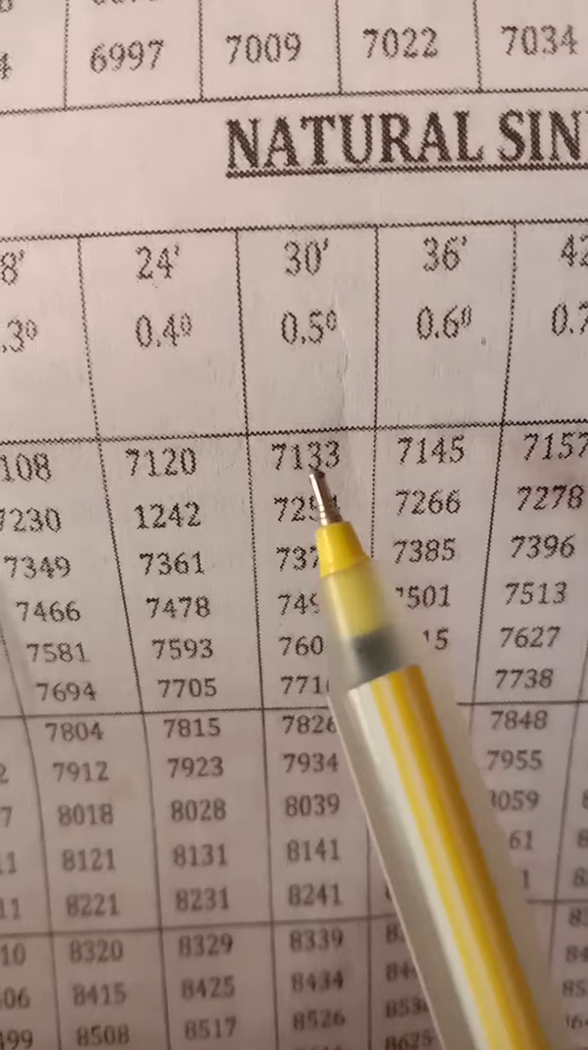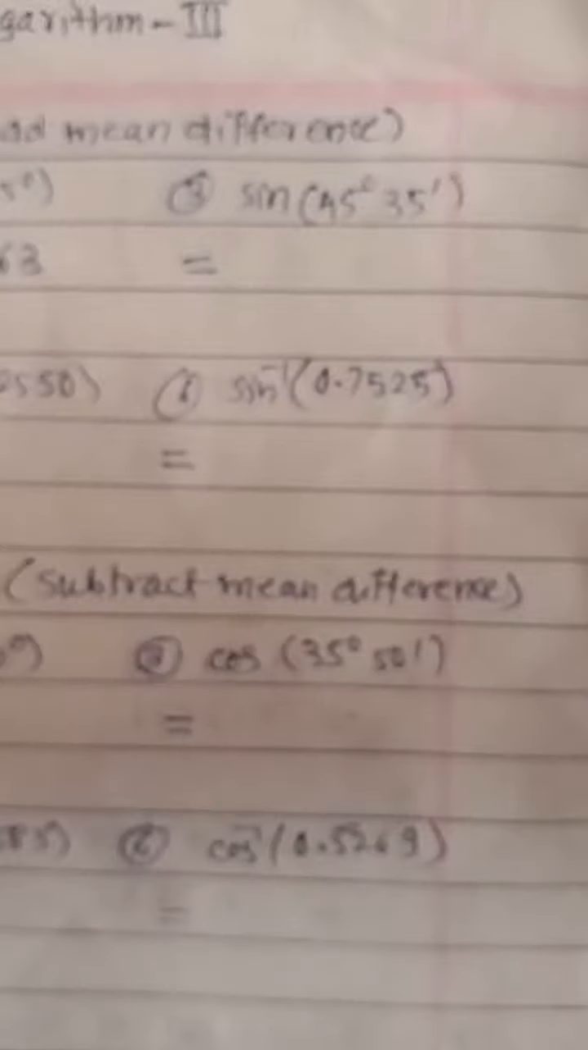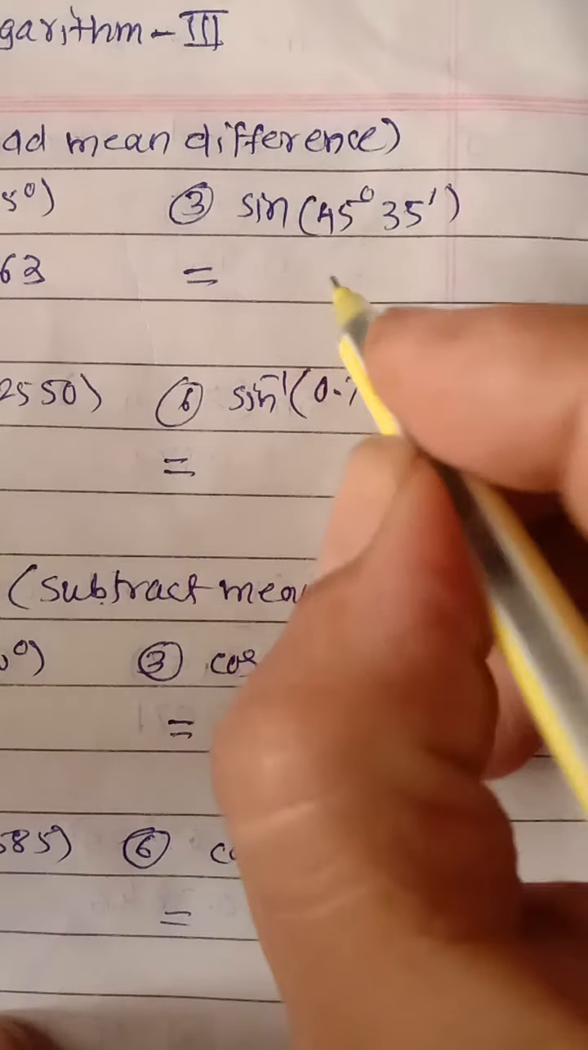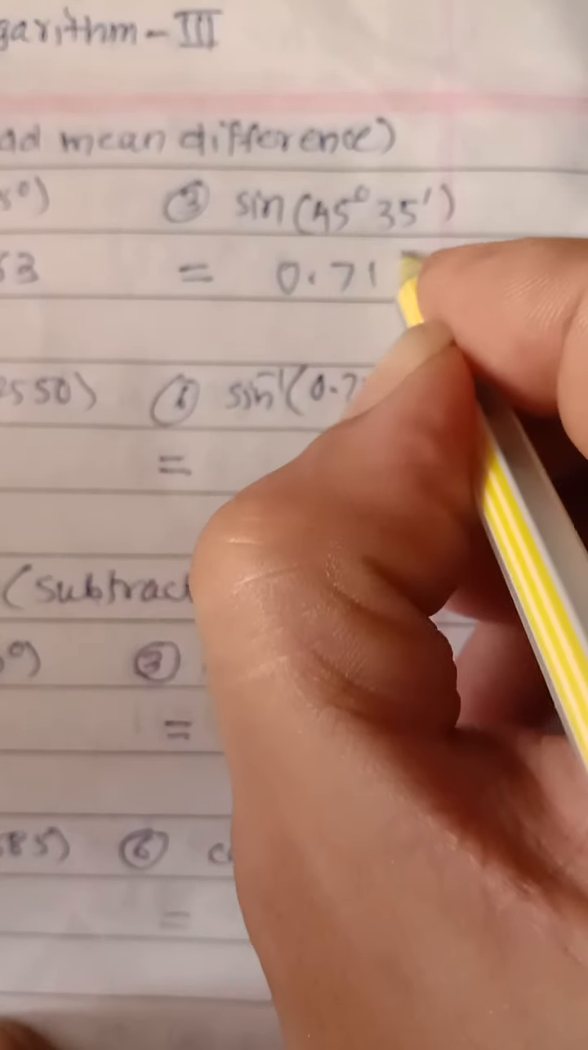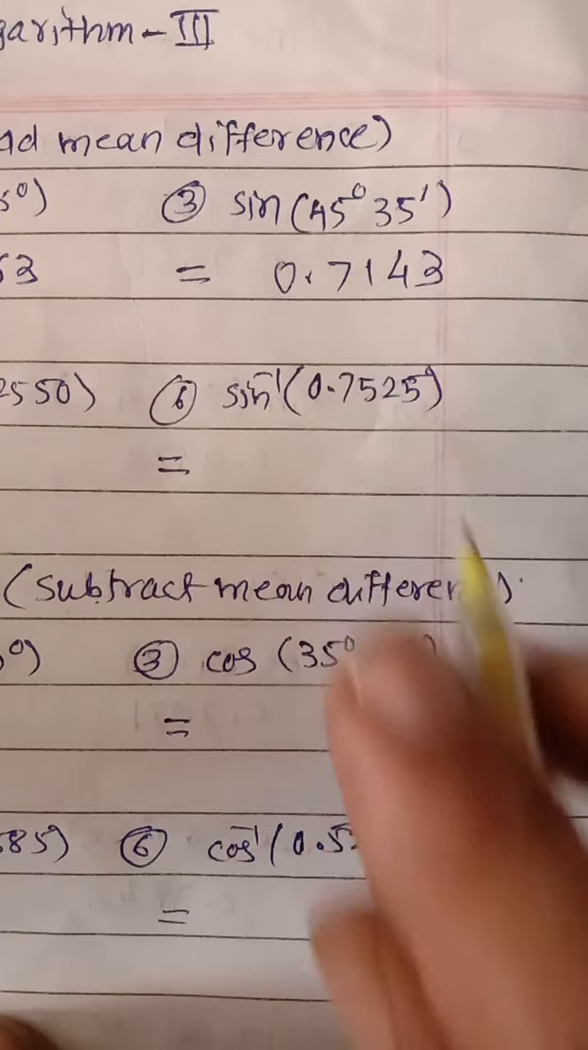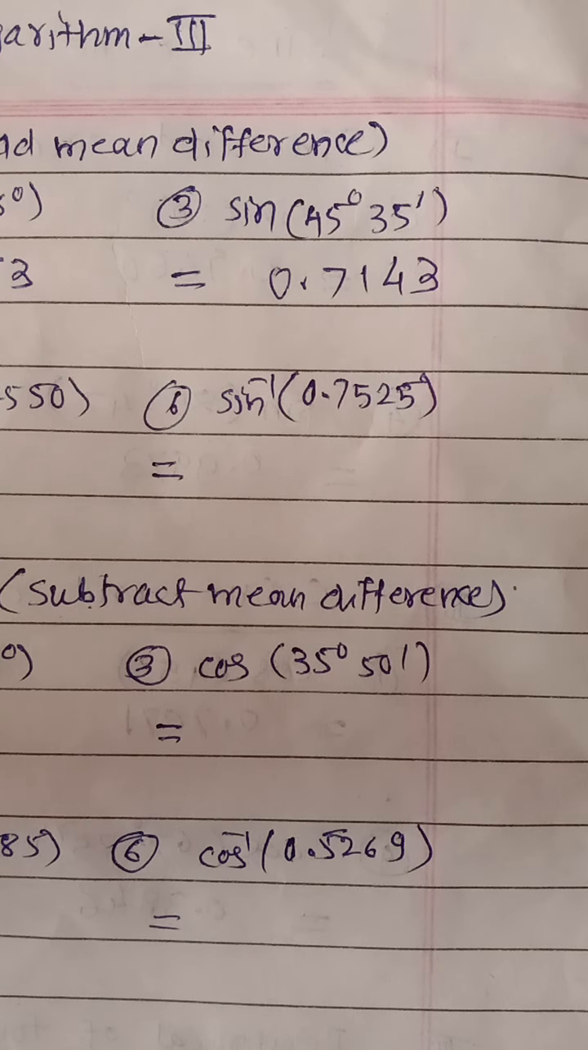So 0.7133 plus 10 is 0.7143, and so we can write here 0.7143, that will be the sine of 45 degrees 35 minutes.